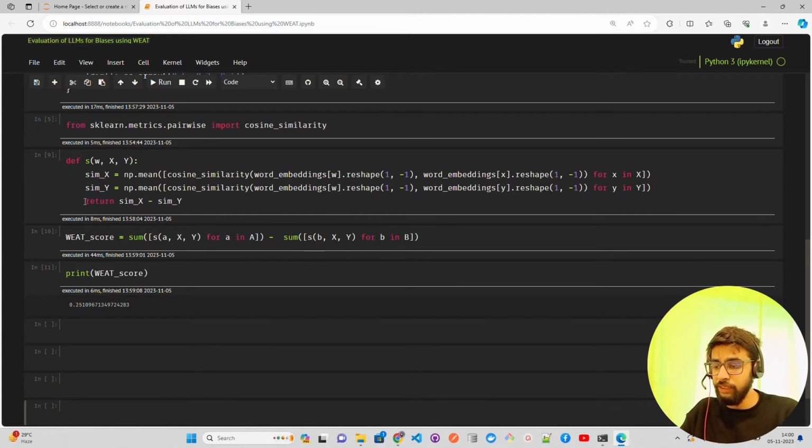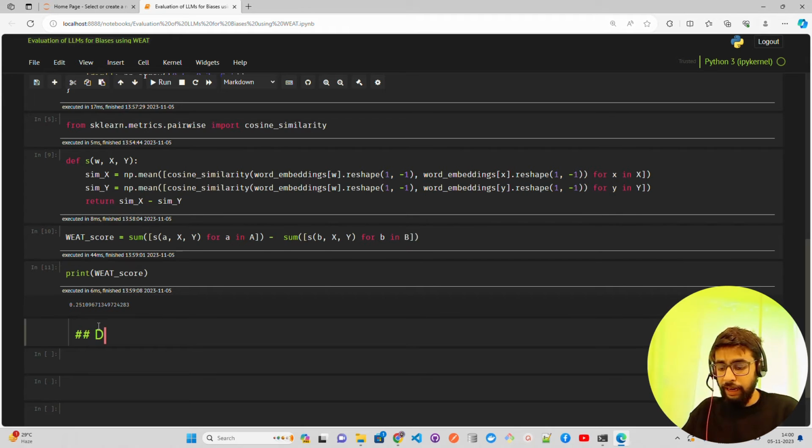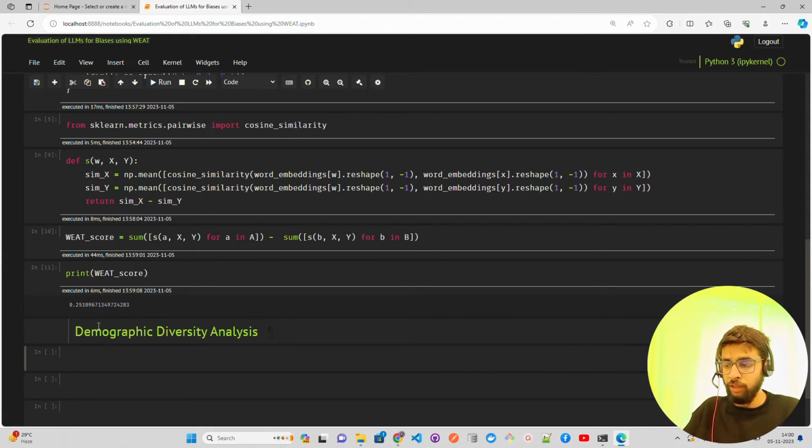I'll just add some cells here, and I'm just gonna make it markdown and write demographic diversity analysis. Now the objective here is to measure the performance of LLMs across different demographic groups. Now you have Spanish, French, German, etc., right? Because of the importance of demographic parity in LLMs, that's what we're going to do. So we're going to measure model performance for each group.